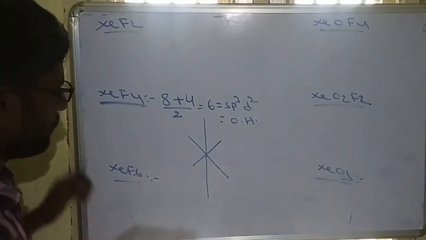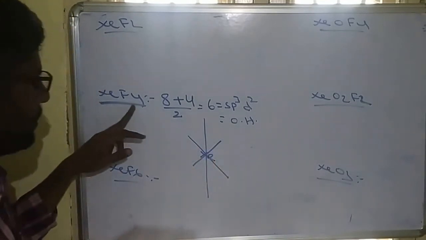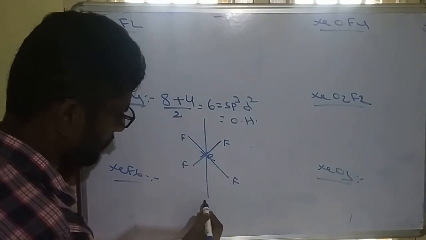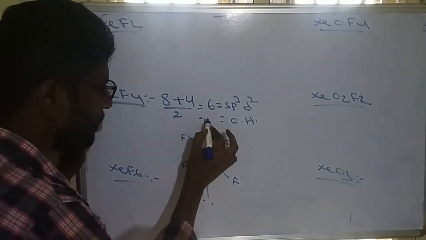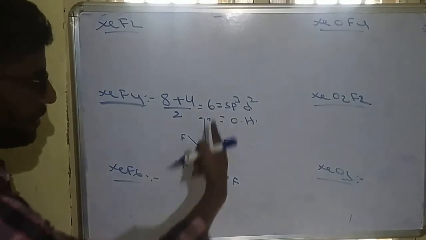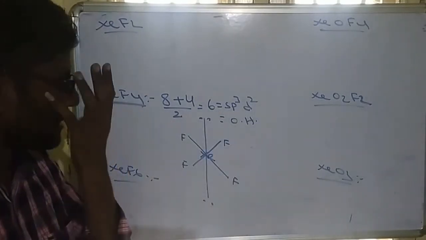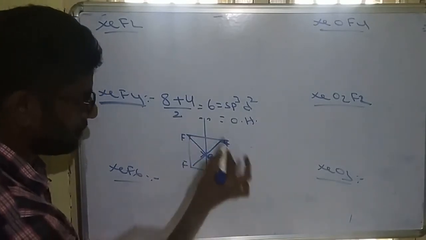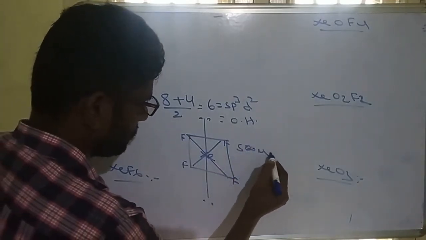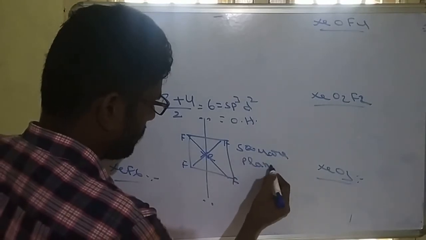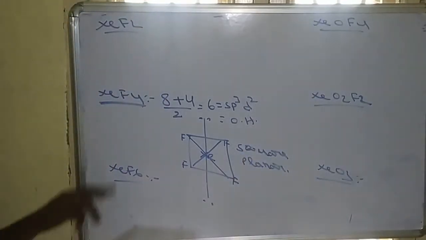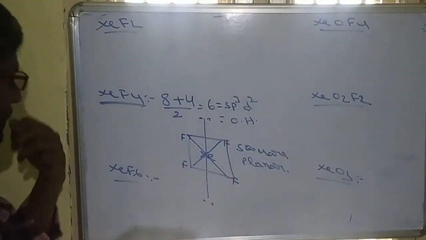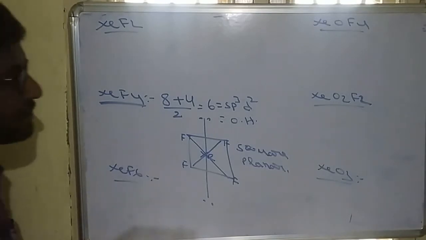So in this XeF4, the central atom will be xenon. There are 4 fluorines: 1, 2, 3, 4. Here no atom means lone pair, and here no atom also means lone pair. There are 2 lone pairs and 4 bond pairs present in the XeF4 molecule. The shape should be like this. So this is a square planar shape. So XeF4: sp3d2 hybridization, square planar shape. Same way we can determine XeF2, XeF6.